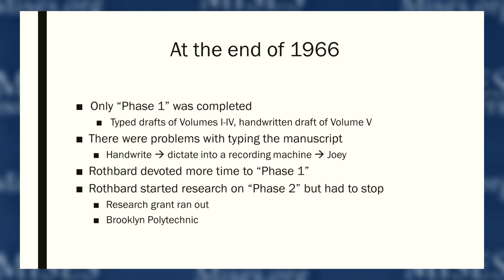The main reason is that there were problems with typing the manuscript. He initially would handwrite the manuscript, then he would dictate it into a recording machine, and then Joey, his wife, would help him type it out. And he also wanted to devote more time to phase one.